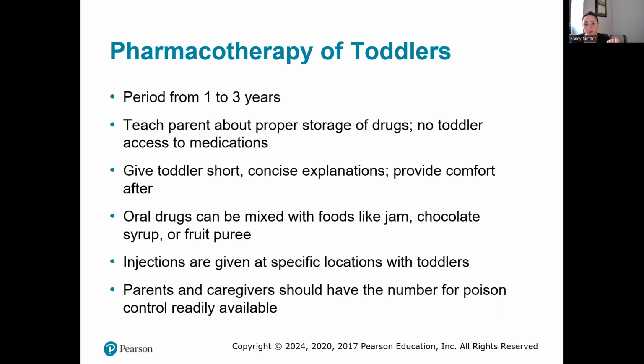If you're going to give medications to a toddler, concise, very short explanations. Here's your medicine. It tastes like bubble gum. I'm going to give you your injection in your leg. That's it. I'm going to give you a shot in your leg. They can be comforted after. Oral drugs can be mixed with food, jam, chocolate, syrup. This is toddlers, because infants can't eat these kinds of things, okay? So toddlers can get their meds mixed in. Once again, vastus lateralis. Other sites, be aware.